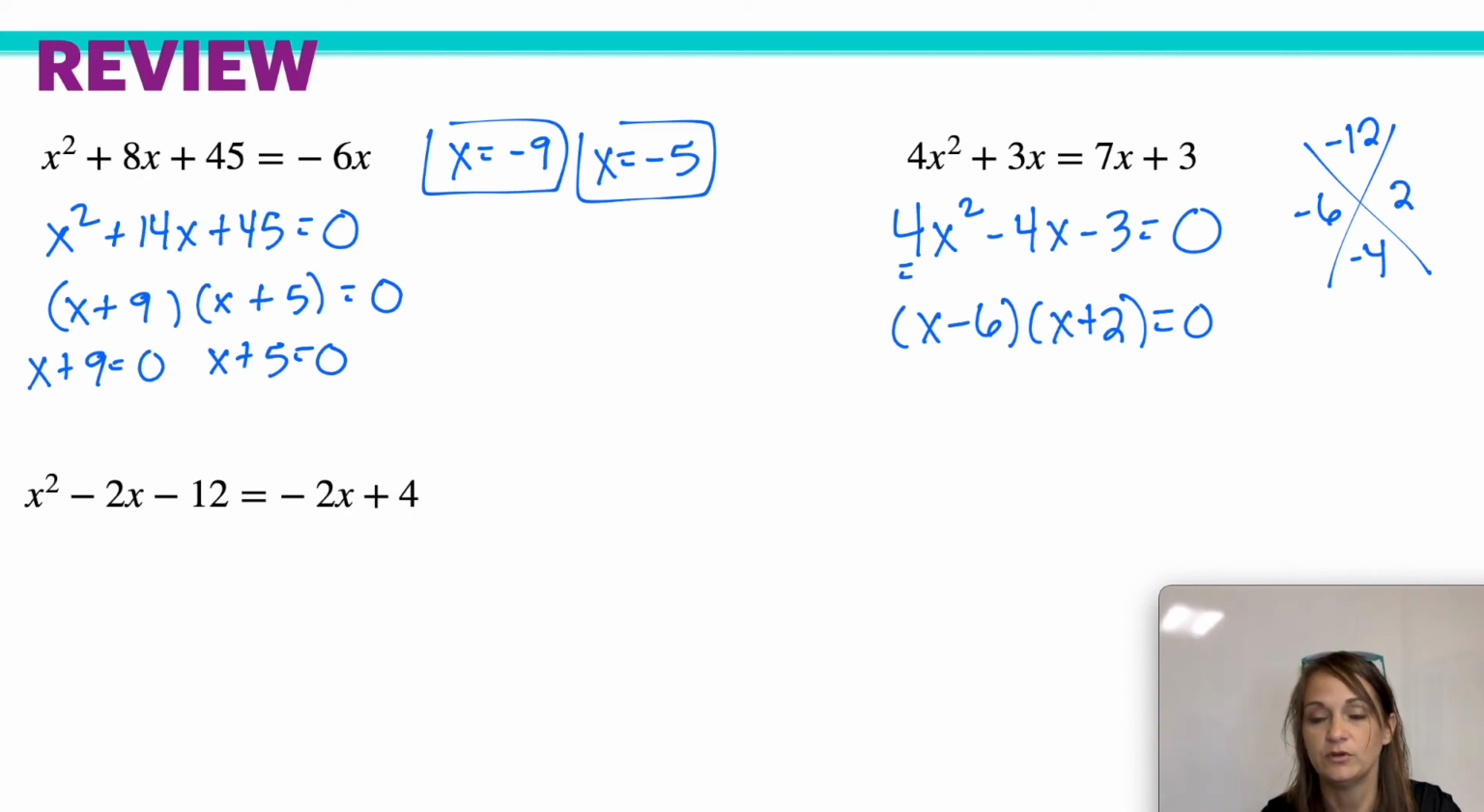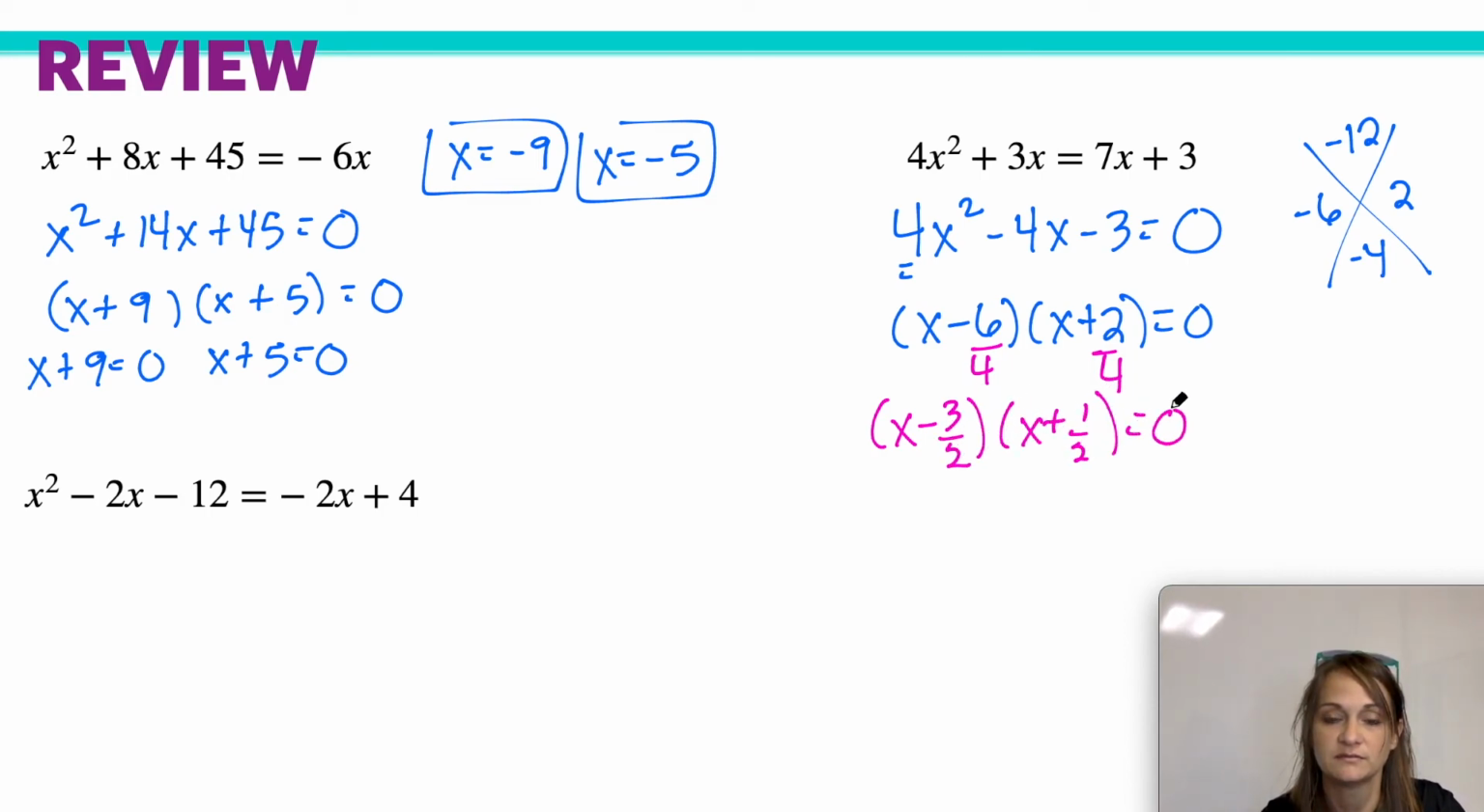But with the illegal move, there's one step we have to undo. Where we multiplied the first step by 4, we now have to divide by 4 and reduce. This will give you 3/2. This will give you 1/2. And now you can pull the numbers out front. So you get 2x minus 3 and 2x plus 1.